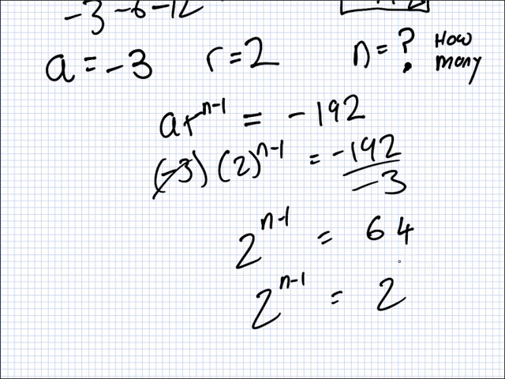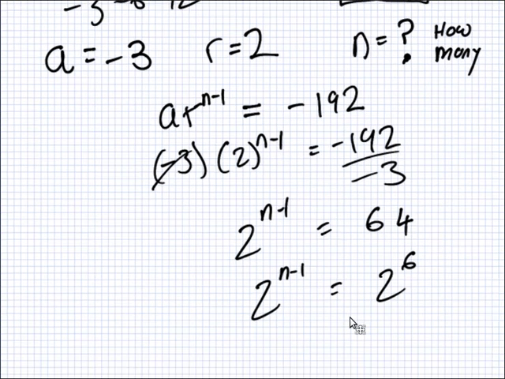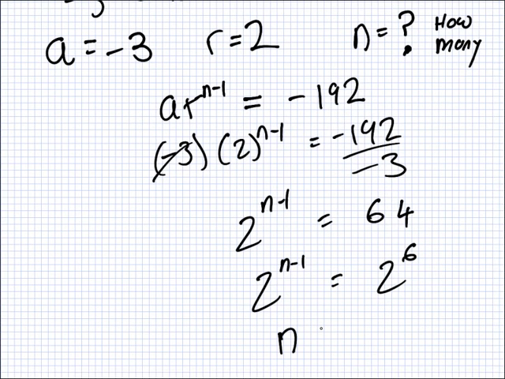So, I need the power now. You have it typed in? What power here? 6. Okay? And Dunmore, what's the n here? Dunmore, look up here. 2 power n minus 1 equals 2 power 6. So what must the n be so that these are the same? 1? Try the other one. 7. Yeah, 7. You went the wrong way.